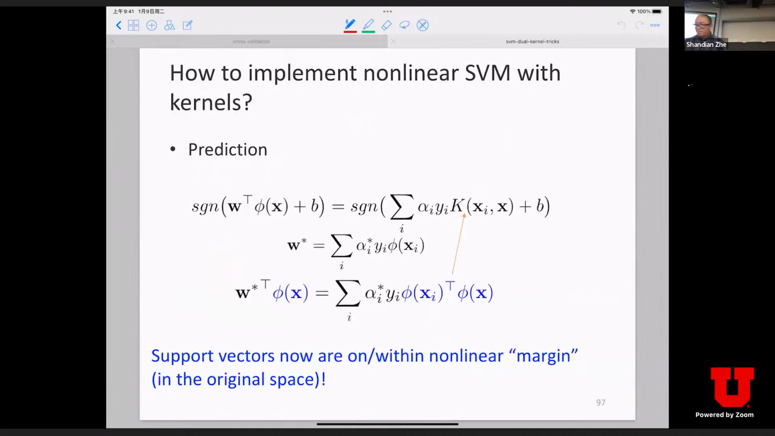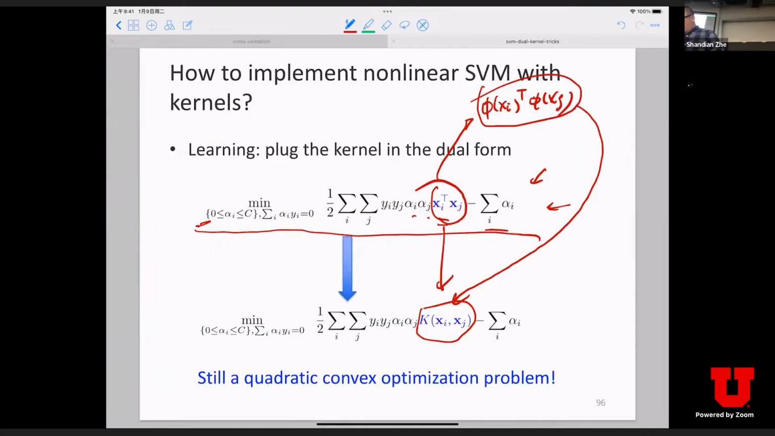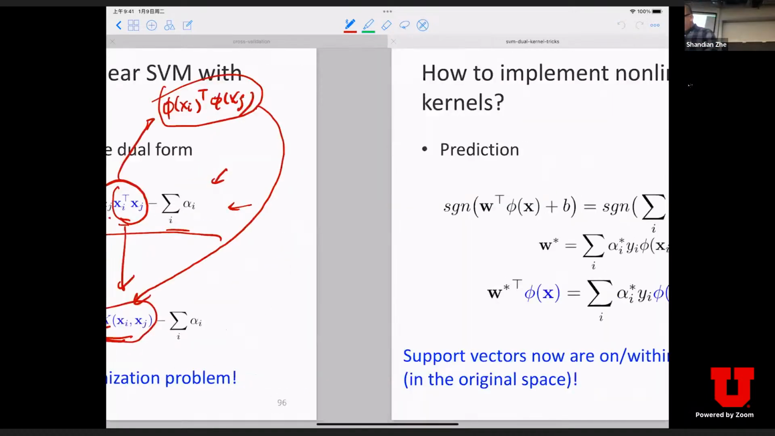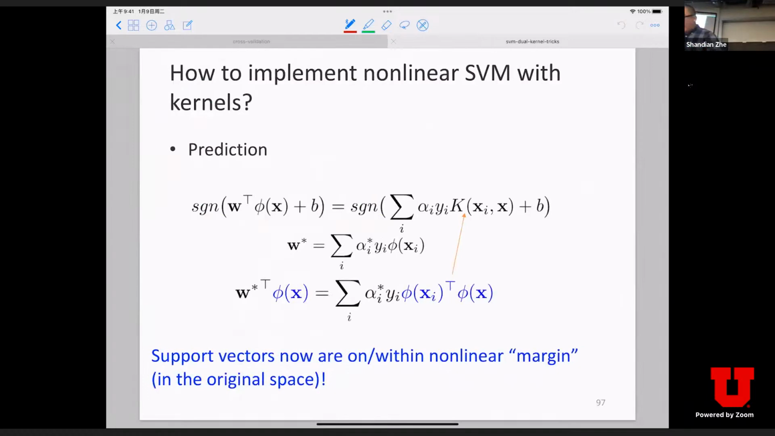Okay, so once we have learned our nonlinear SVM, where the mapped feature space is determined by your chosen kernel function, how do we perform prediction? If you look at the prediction, we know that in the mapped feature space, given a test input vector x, you need to compute the classification score, that is the dot product between w and the mapped feature vector phi(x), plus the bias parameter b, right?